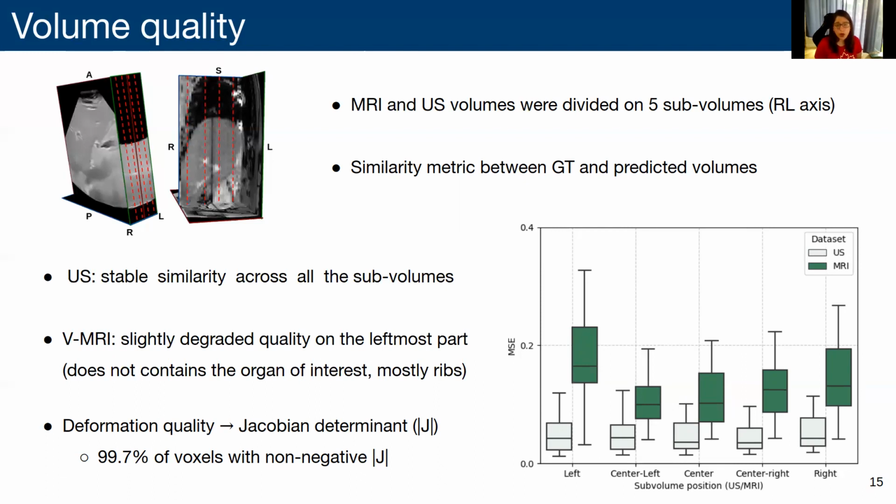We also assess the quality of the deformations by computing the Jacobian determinant. For instance, in the volunteer MRI dataset, 99% of voxels had a non-negative Jacobian determinant.